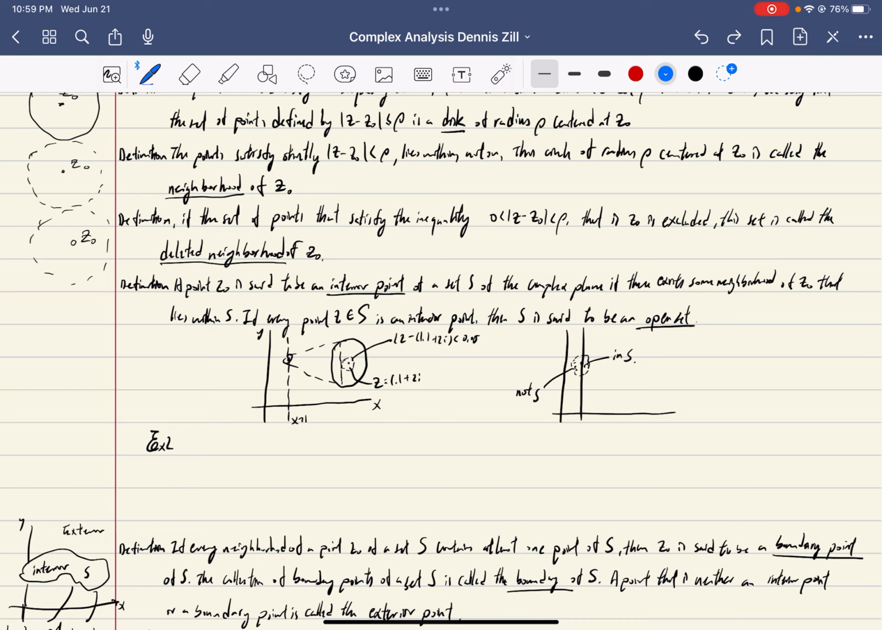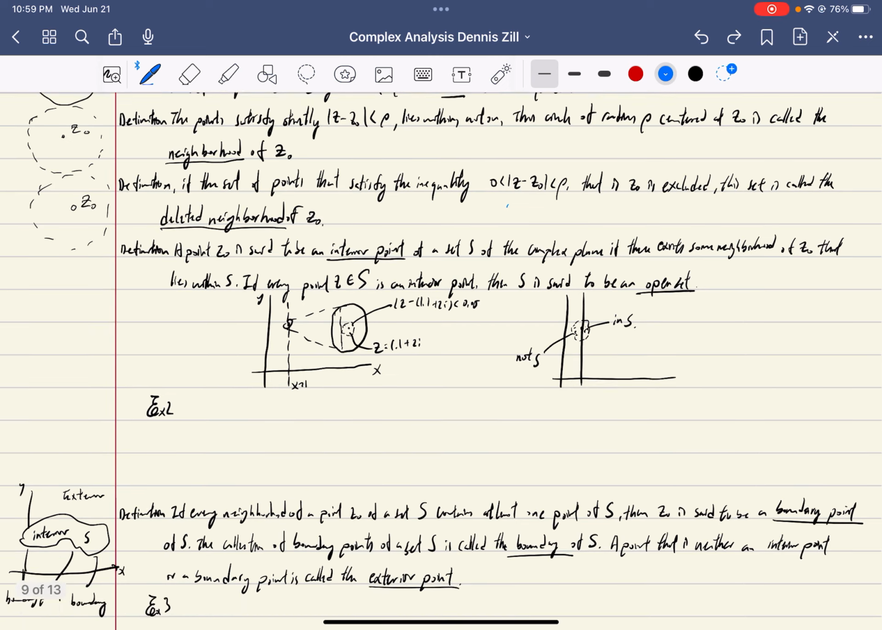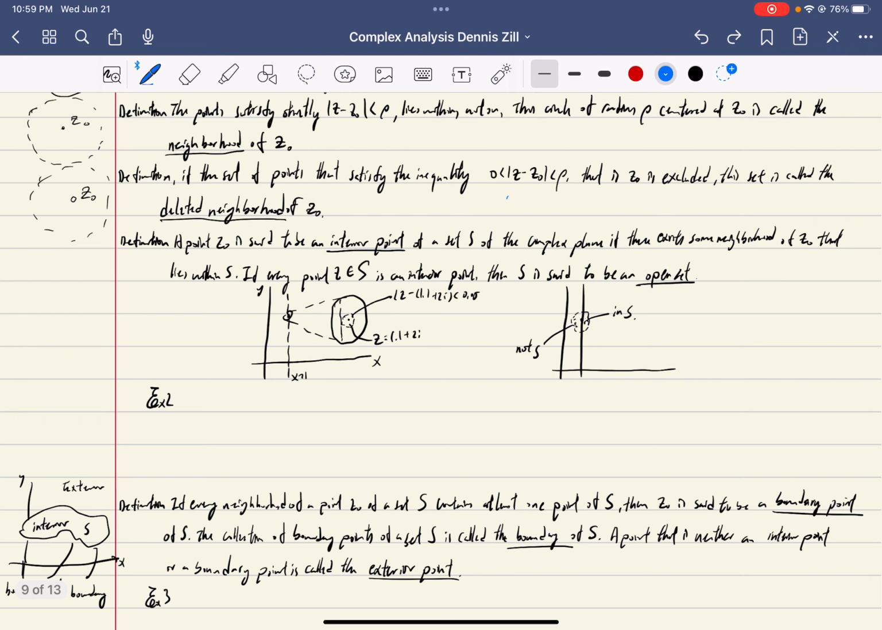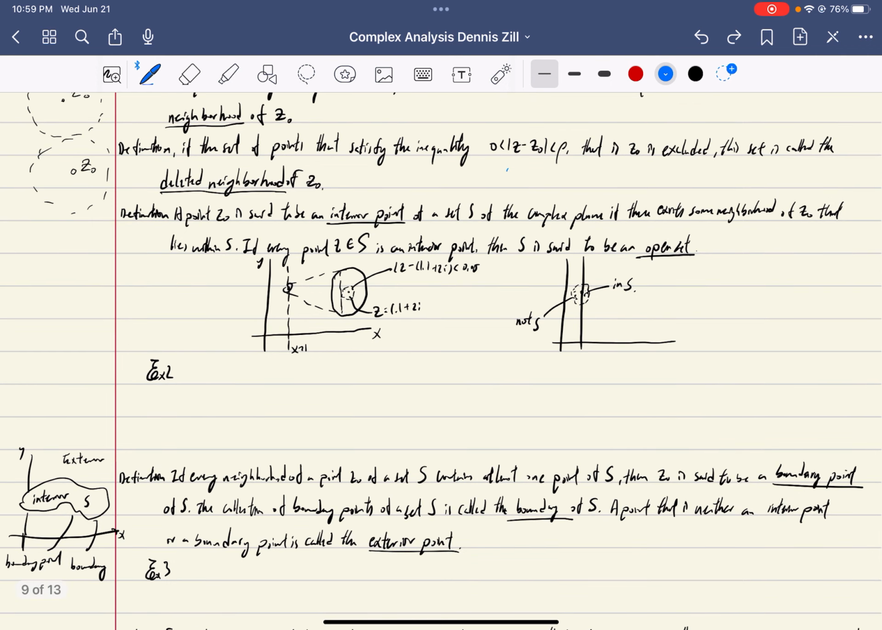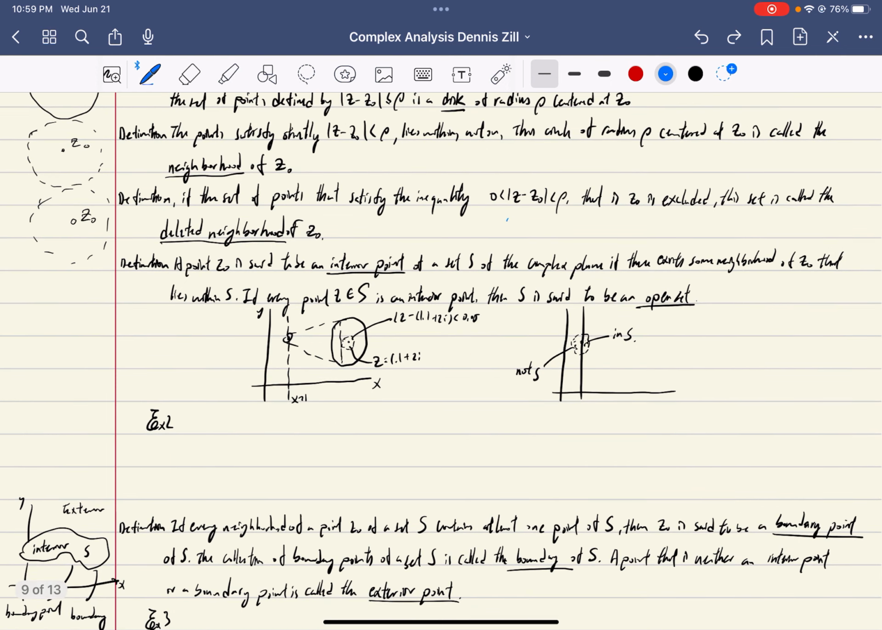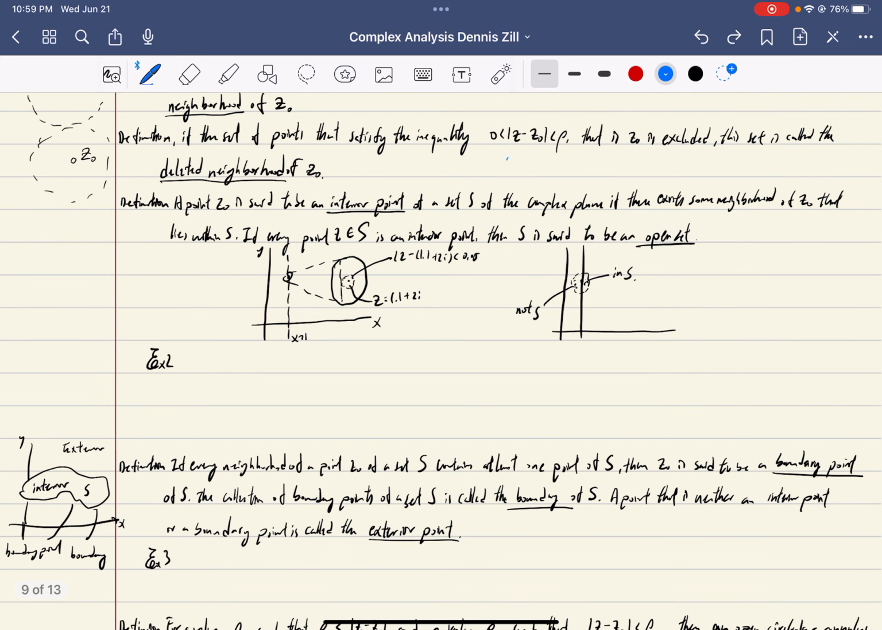Radius of 0, that is z naught, is excluded. This set is called the deleted neighborhood of z naught. Now another definition: a point z naught is said to be an interior point of the set S of the complex plane if there exists some neighborhood of z naught that lies within S.